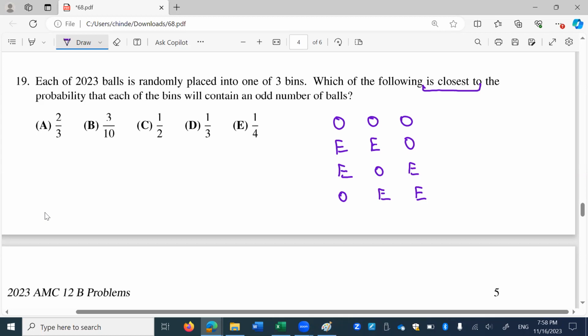And are these 4 possibilities all equally likely? Probably not. But I can transition from one possibility to another, for example, by just changing 1 ball out of the 2023. If I take 1 ball from the first bucket and move it to the second, then I go from odd, odd, odd to even, even, odd, right? And conversely, if I take a ball from an even bucket and move it to another even bucket, I'll go the other direction.